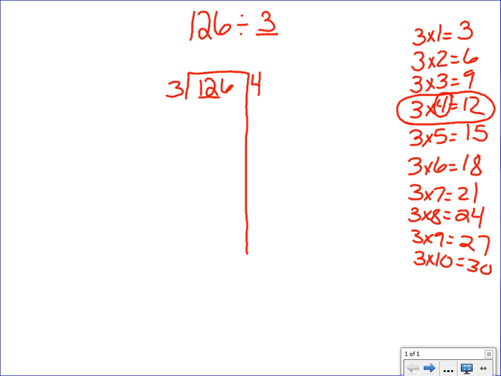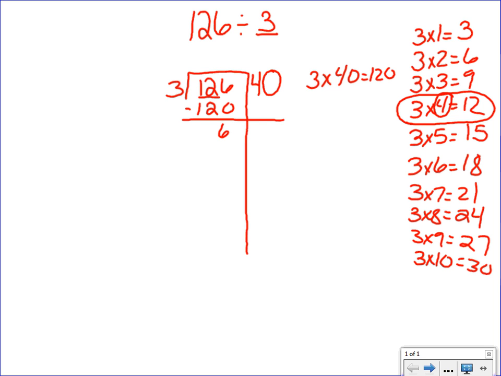Now, if I do 3 times 4, that's just 12. But my whole number is 126. So I'm going to add a 0 to the 4 and make it a 40. So now it's 3 times 40, and that is 120. So I'm going to come over here and I'm going to subtract 120 from 126, and that leaves me with 6.